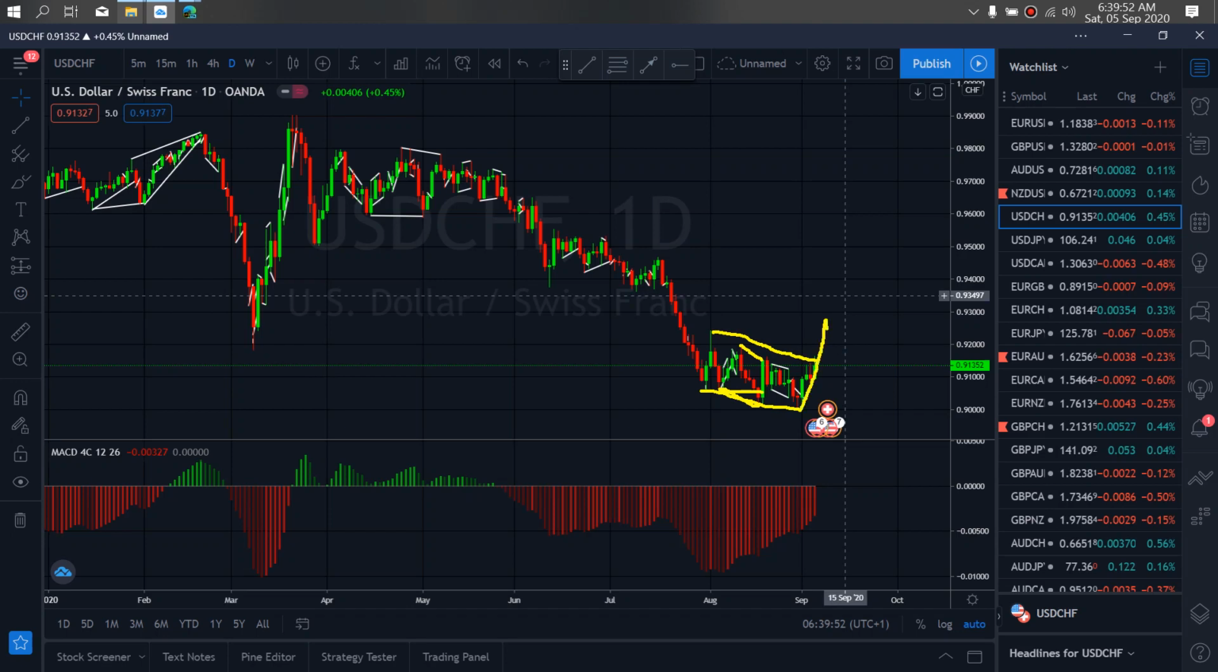I expect a big buy momentum to come through on dollar Swiss. But the issue is this can be a running flat for one more retest of this low before they come back upside with that buy momentum.